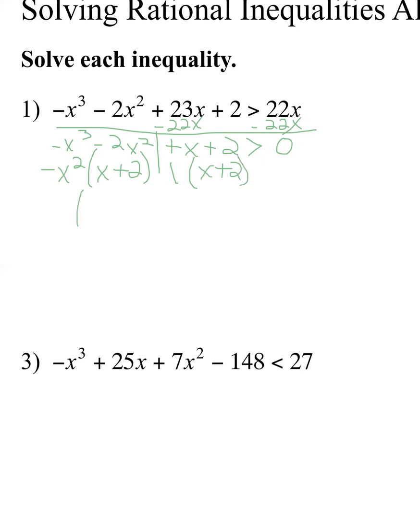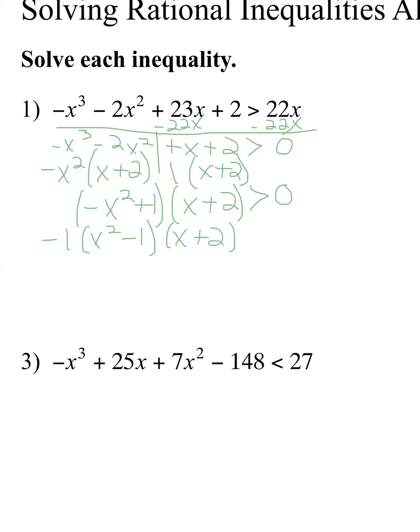So this now factors into negative x squared plus 1, times x plus 2, being greater than 0. Okay, so there is my inequality factored. Actually, you know what? I am going to take out the -1 right here because I can go a little bit further. Because this is now x squared minus 1, I have the difference of two perfect squares. So now I have an x plus 1 and an x minus 1. Okay, now I'm completely factored. Everything is factored as far as it can possibly go.